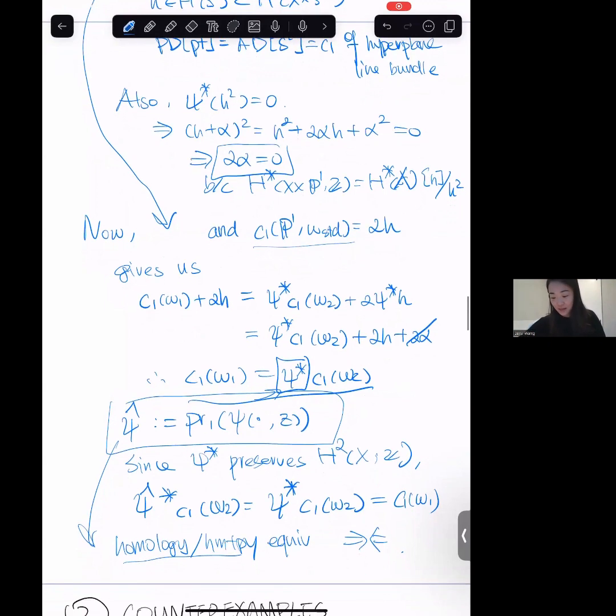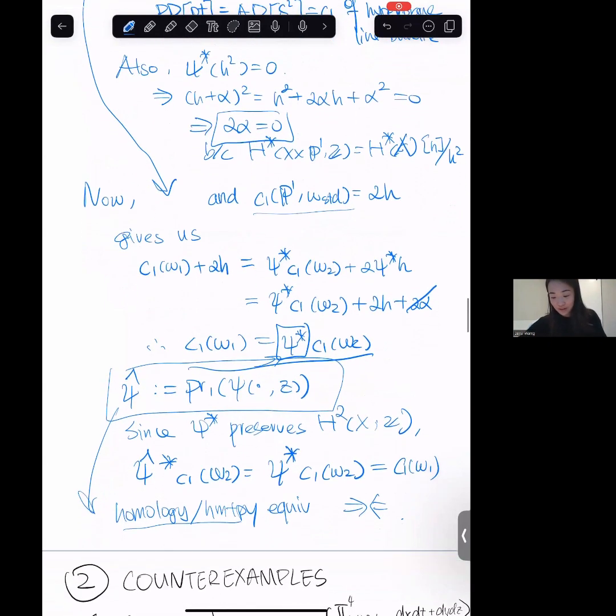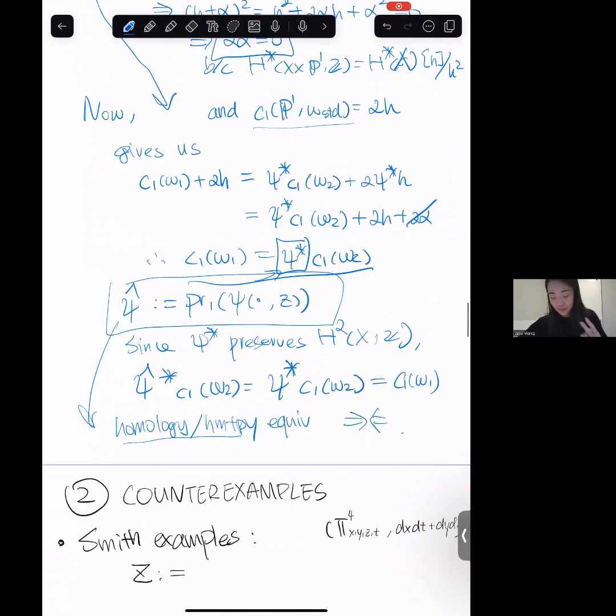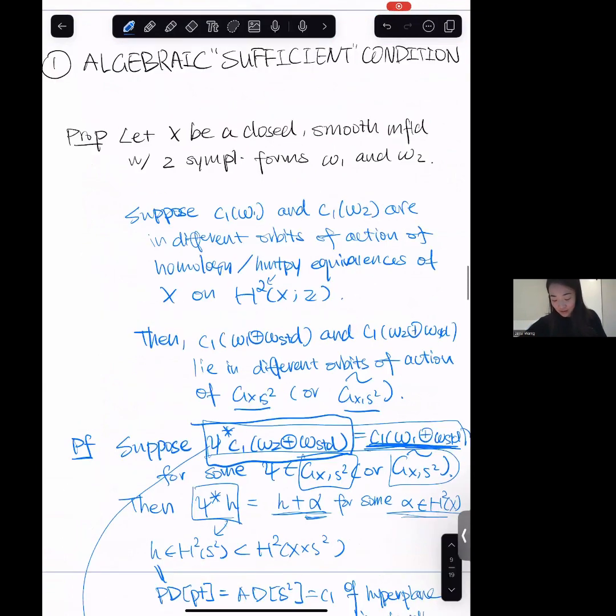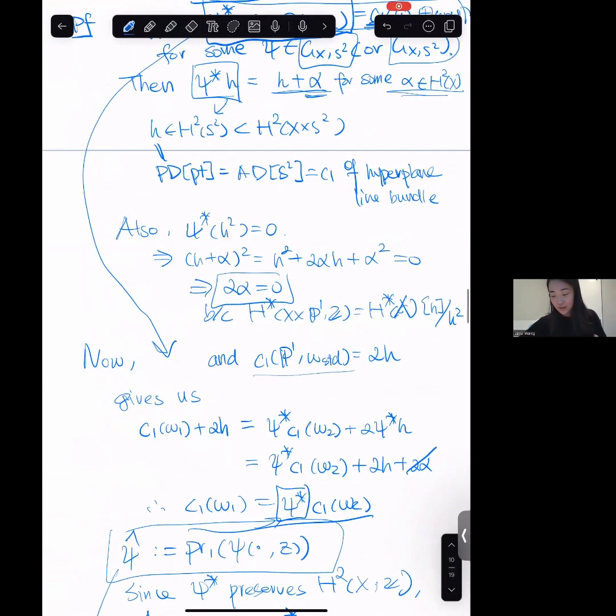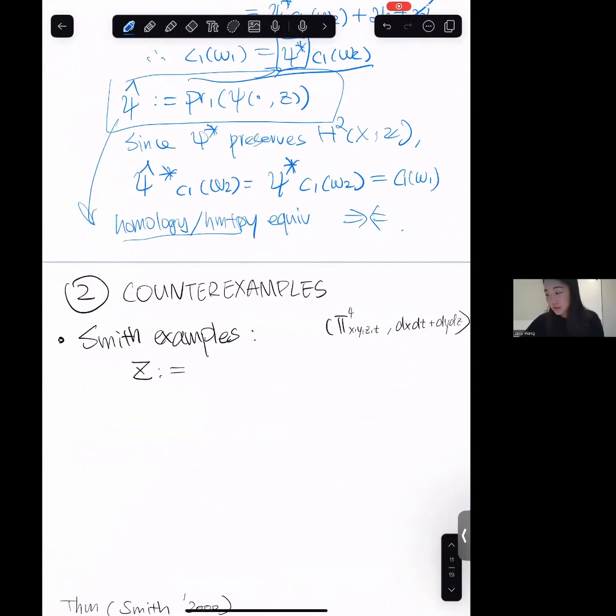Okay, so this is the proposition that we need, that we call the sufficient condition. Then let me tell you about our counterexamples. As mentioned before, we have 2 types. I'll first give you the examples by Smith, and then I'll give you the example by Mullen-Taubes.